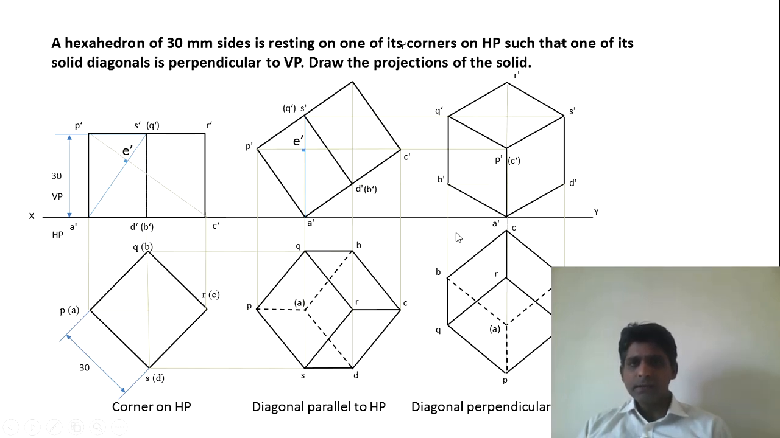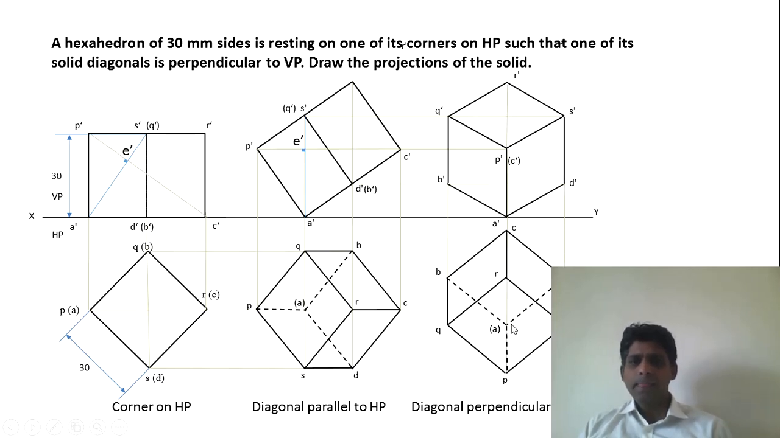Similarly B is here, so you draw one line from here, and B dash is here. So wherever they meet, that point is B dash. Similarly you mark all the points. C from here, they meet here. D from here, they meet here.